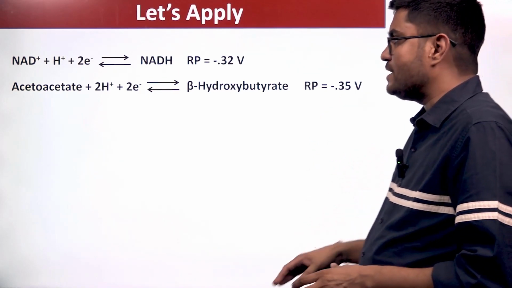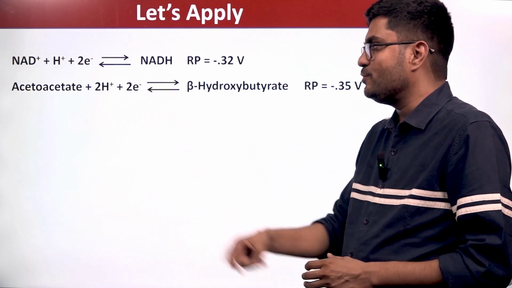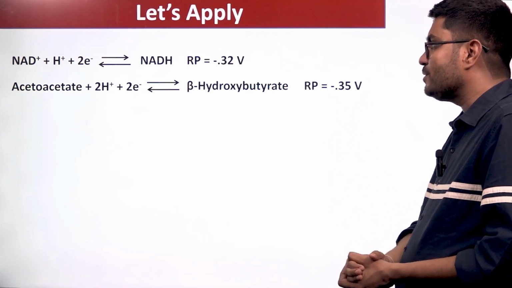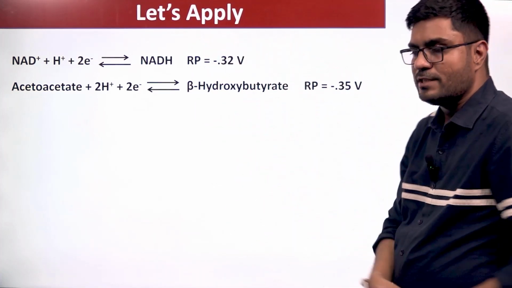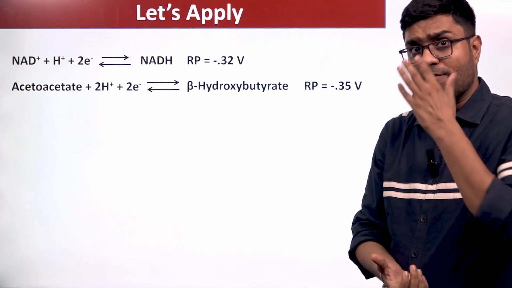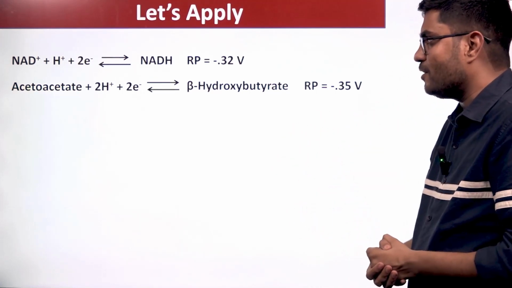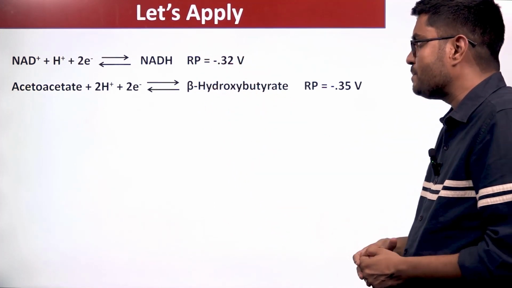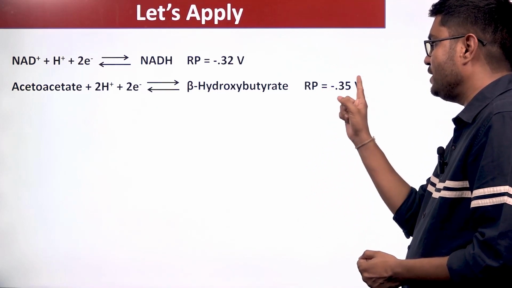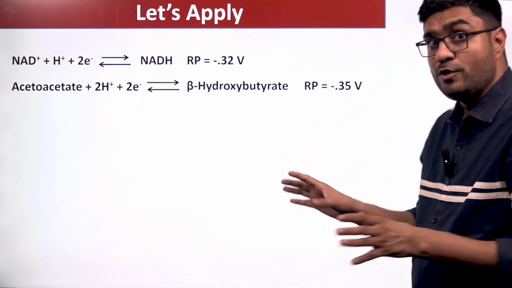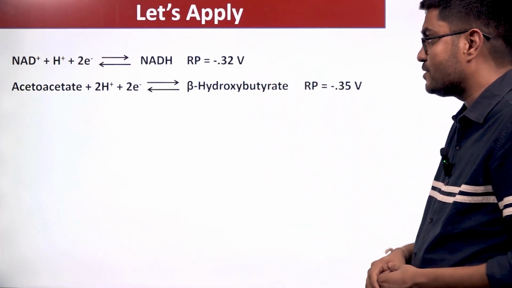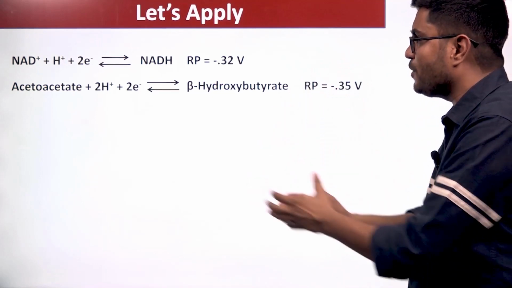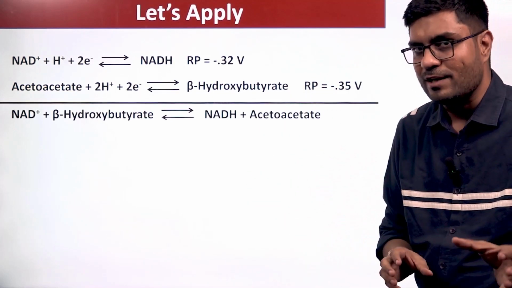So in other words, you can say that the tendency of accepting 2 electrons by acetoacetate is governed by the reduction potential value minus 0.35 volt. Now if I am bringing these two processes together in the same microenvironment, what will happen? It is very easy to tell, because the reduction potential is minus 0.32 volt for NAD plus, and minus 0.35 volt for acetoacetate. Who is having higher value? Of course, NAD plus. Who is having lower value? Of course, acetoacetate. So in this whole process, if we combine, the reaction will look like this.